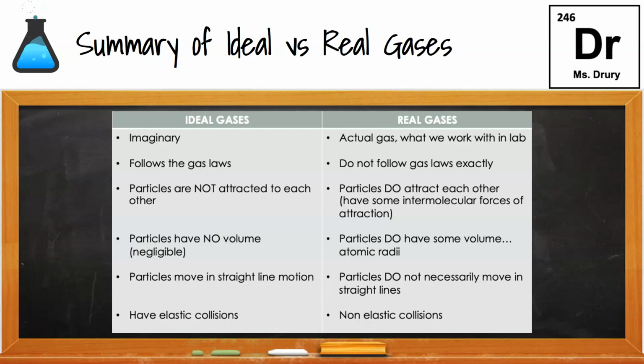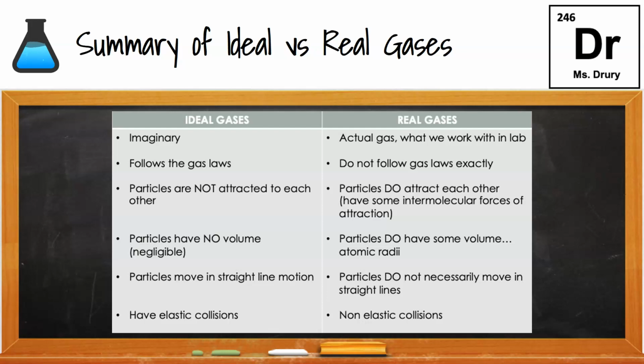In ideal gases, the particles are not attracted to each other at all. In real life, particles do attract each other a little, but we're going to try to ignore that to make it easier for our calculations. We won't be able to ignore those in AP and college level classes. In ideal gases, particles have no volume. The particles themselves, we're ignoring them. We're just measuring the distance between them. But in real life, the particles have some volume. They do have a radius. They do have some space. We're going to ignore those.